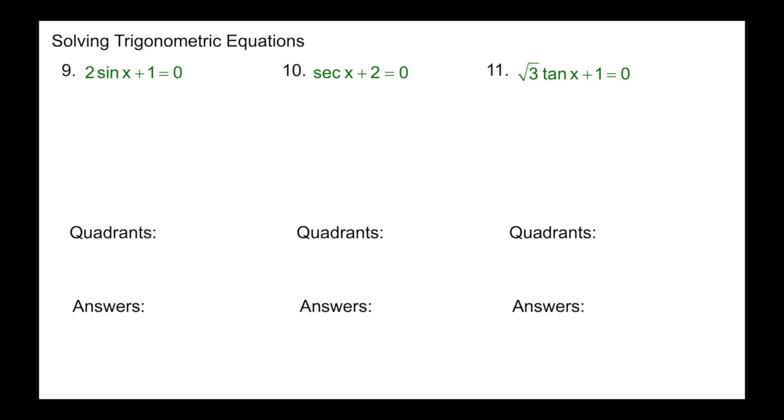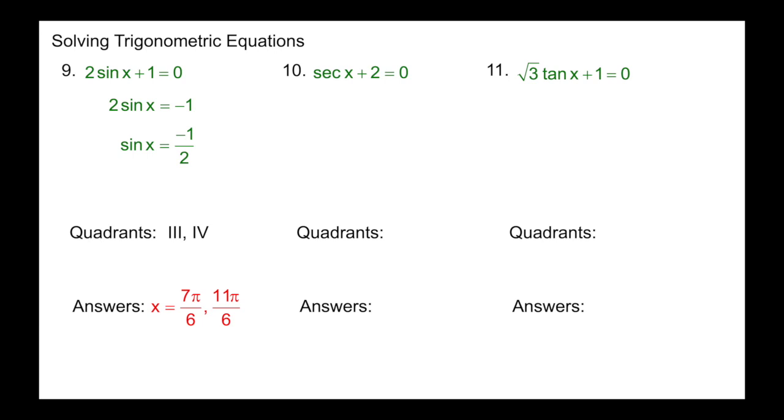For number 9, we start by subtracting 1 and then dividing by 2. So I'm looking at a sine value that's equal to negative 1/2. So if my second value is 1/2, my first value was root 3 over 2, which means that my denominator here is going to be 6. From there, for the quadrants, sine is going to be negative in the bottom half of the unit circle, in quadrants 3 and 4. And again, if our denominator is 6, quadrant 3 gives me 7 pi over 6, and quadrant 4 will give me 11 pi over 6.